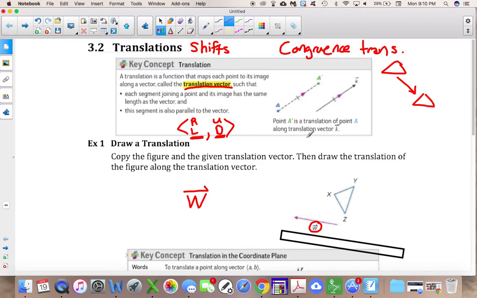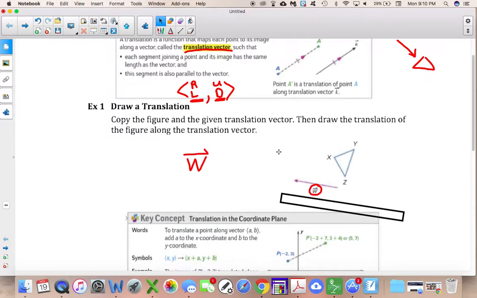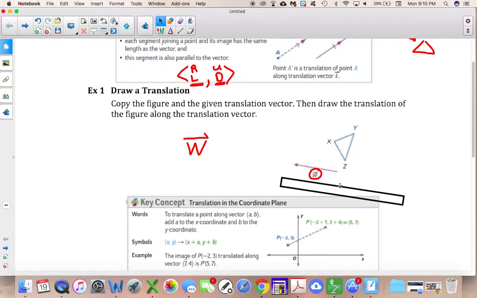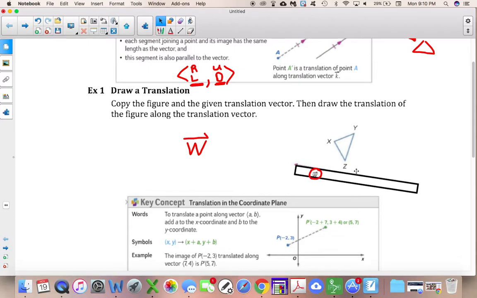And what I want you to do is, if you have your little ruler from yesterday, that is great. If not, just use the side of a piece of paper or something. So pretend that this is my ruler here. What you're going to do is mark the length of that vector here.